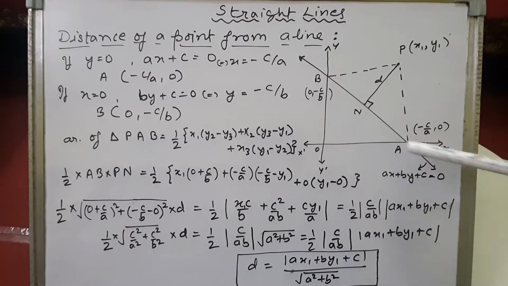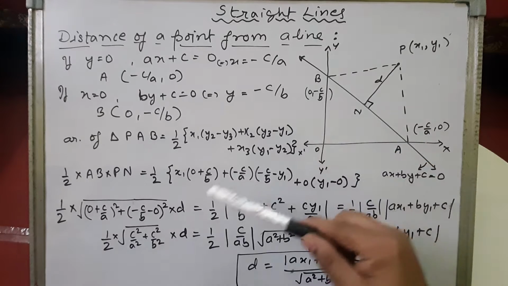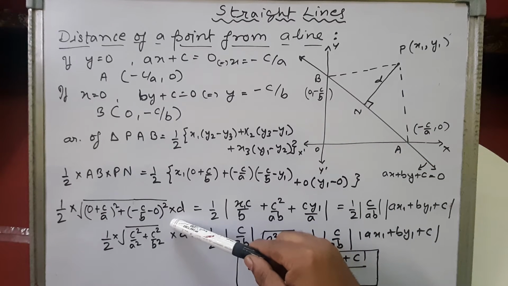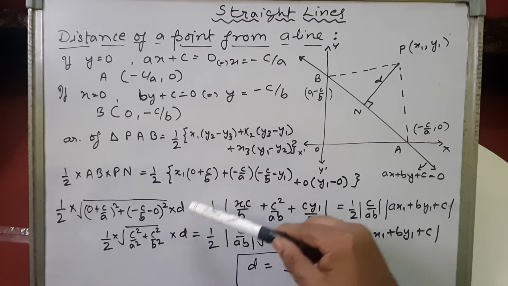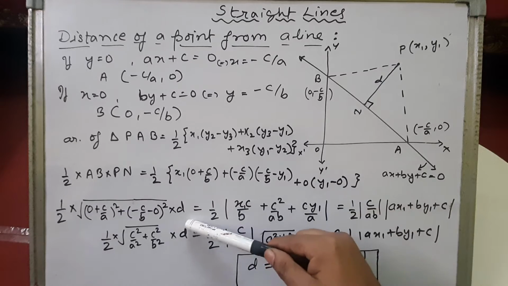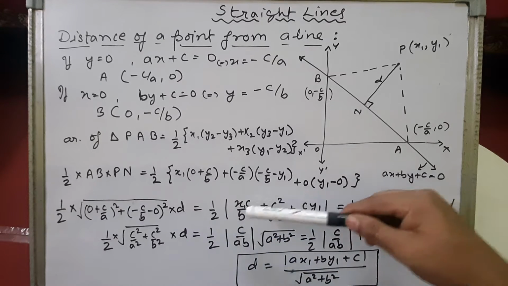If we calculate the value of AB by using the distance formula, we know the coordinates of A, we know the coordinates of B. The value of AB will be under root (0 plus c by a) to the whole square plus (minus c by b minus 0) to the whole square. This PN is d, right?